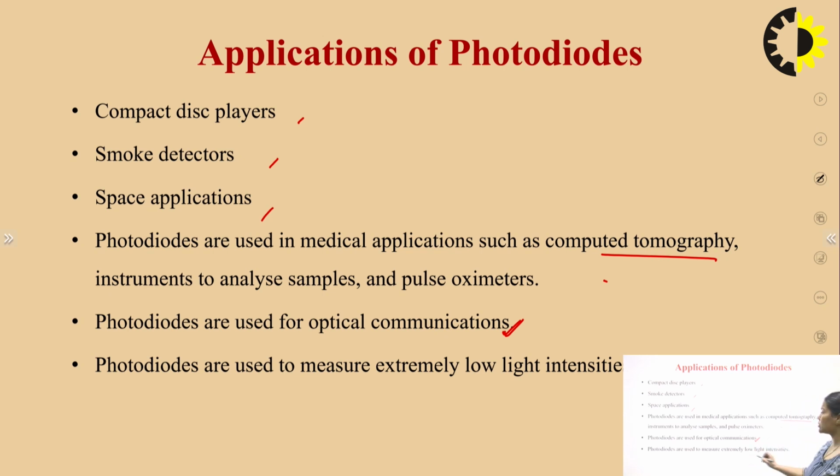Photodiodes are used to measure extremely low light intensities, because even a low light intensity can result in the effect of current. That's why these are used in the detection of low light intensity.